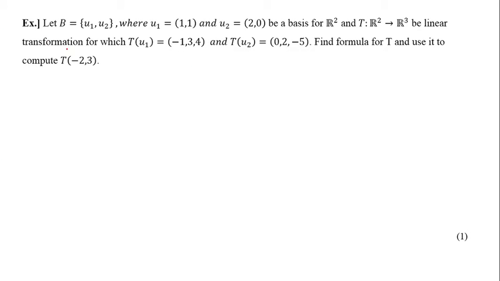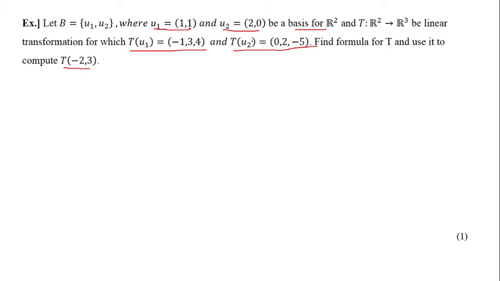Let B be the set containing vectors u1, u2. Here u1 is the ordered pair (1, 1) and u2 is the ordered pair (2, 0). B is a basis for R2, and T from R2 to R3 is a linear transformation such that T of u1 is (-1, 3, 4) and T of u2 is (0, 2, -5). Find a formula for T and use it to compute T of (-2, 3), or T of anything.